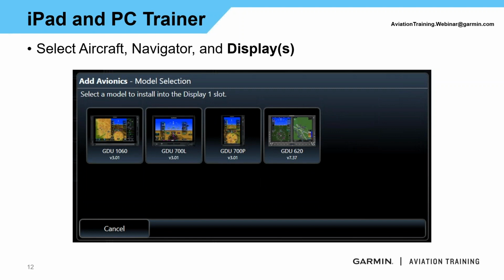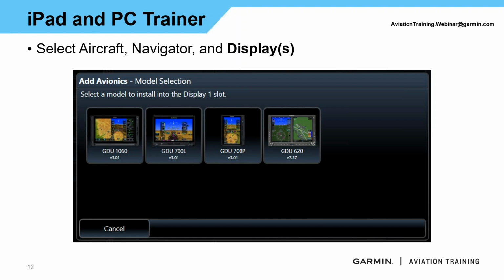So here's what the display options are. All three varieties of the TXI: the large, the smaller with the landscape, and the portrait. You can have up to 4 displays if you're using TXI, and 1 display with the GDU 620. So still got that on there.